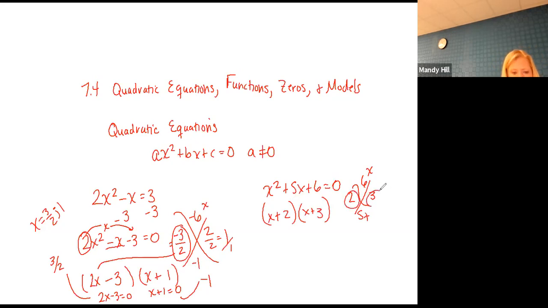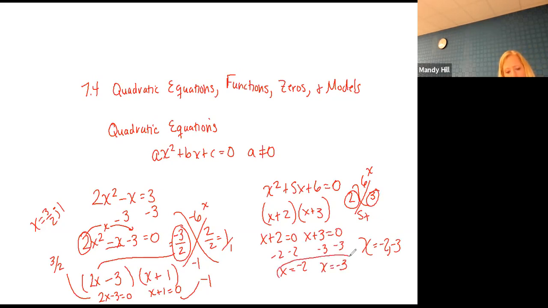If we wanted to go straight to the answer from this, remember it's going to be the opposite of these things. But the way that we do that is we say, well, when are these things equal to 0? And we solve them. And these are the two answers we get.